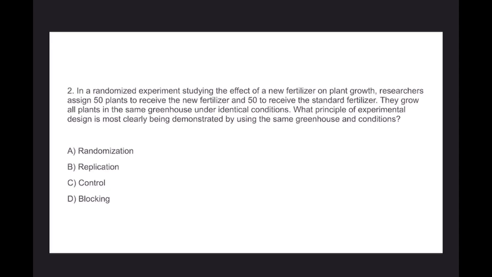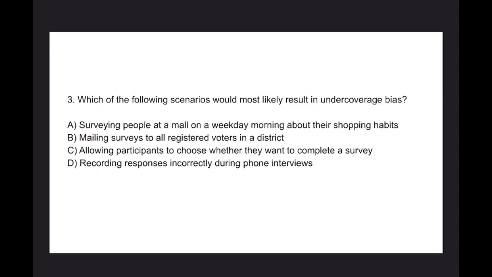Number 3, which of the following scenarios would most likely result in undercoverage bias? A, surveying people at a mall on a weekday morning about their shopping habits, B, mailing surveys to all registered voters in a district, C, allowing participants to choose whether they want to complete a survey, or D, recording responses incorrectly during phone interviews.